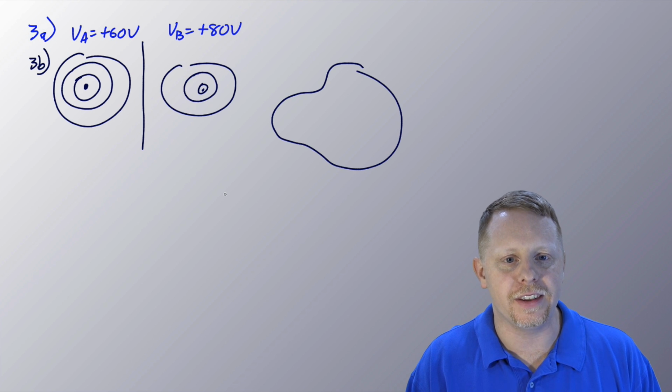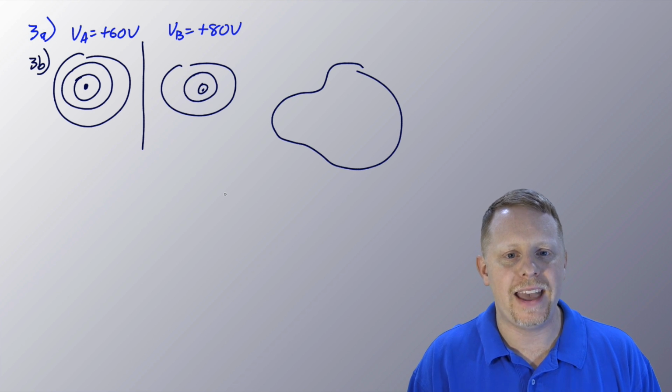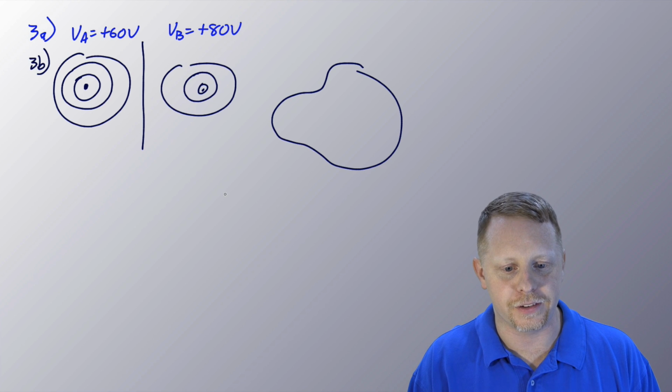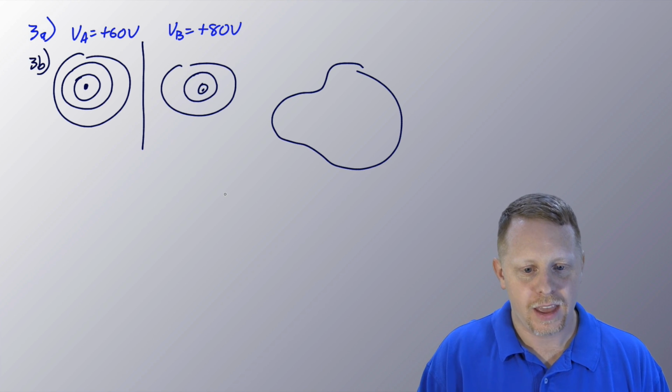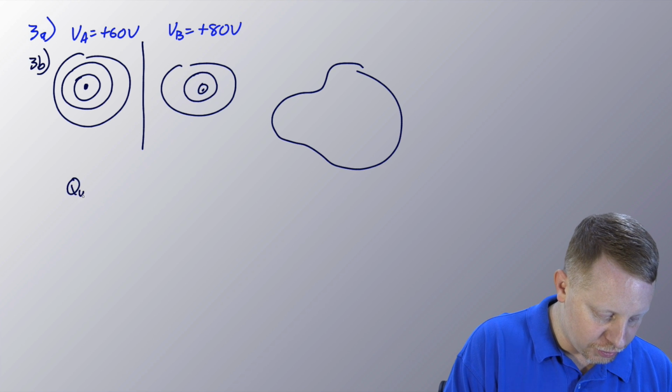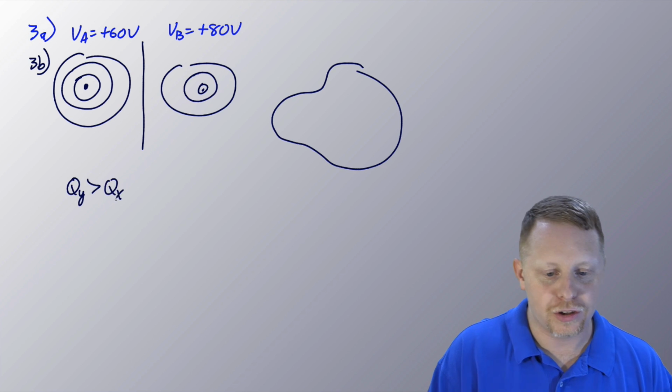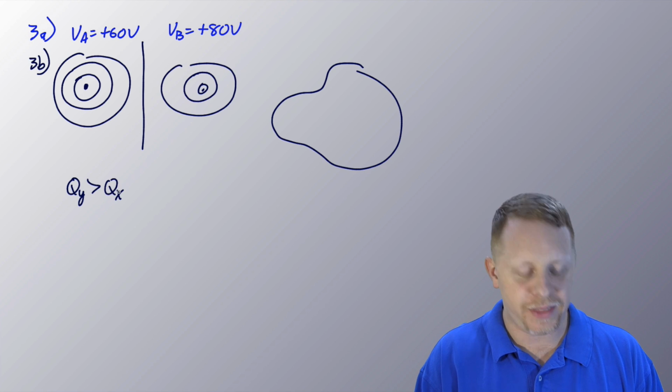Now, as we look at this as well, how do the magnitudes and the signs of the charges of the sphere compare? We have to look at the magnitudes. You could say pretty easily that the charge on Y is greater than the charge on X. Why do you know that?